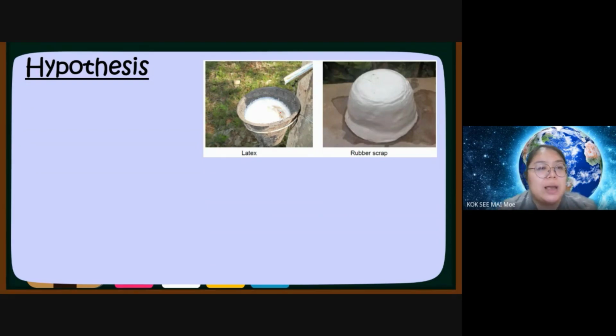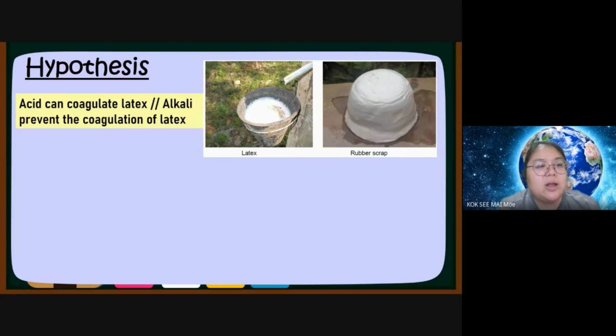Okay, so for this one, what hypothesis can we make? So for the hypothesis, you cannot say "if". You cannot say if you put the acid, then the coagulation becomes low. We never say like this, because this one is two situations. One alkaline, one acid. Two situations. So we cannot say "when", also cannot "if, then". So how to write it? We just write acid can coagulate latex. Or you can say alkali prevents coagulation of latex.